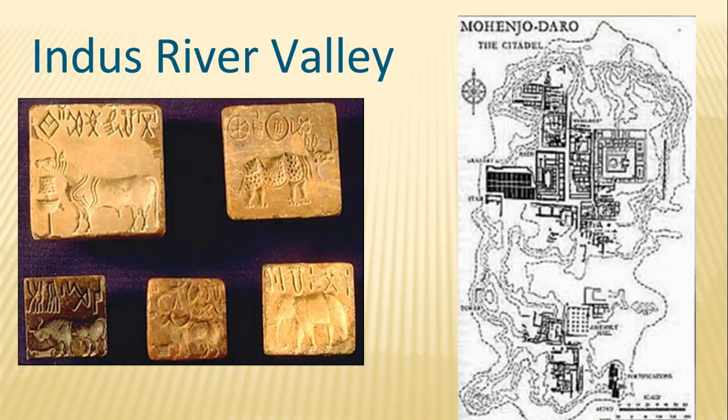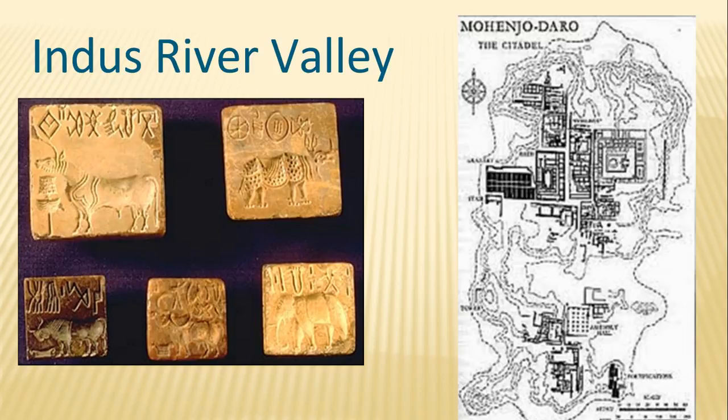All right, you can see on these stamps on the left side what their written language looked like. It's very interesting. These stamps were actually not even found in the Indus River Valley. Some of them were, but most of them were found in Mesopotamia. This shows us that they did a lot of trading.